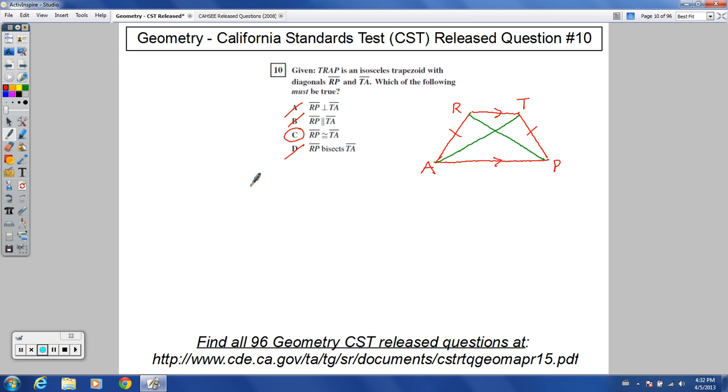Choice C then is the choice that makes the best sense. It's the only one that does make sense. For number 10, choice C is your answer.